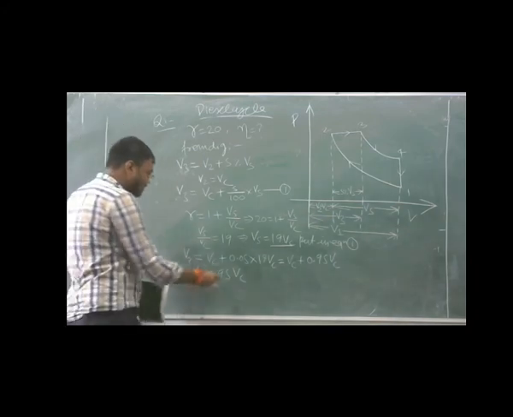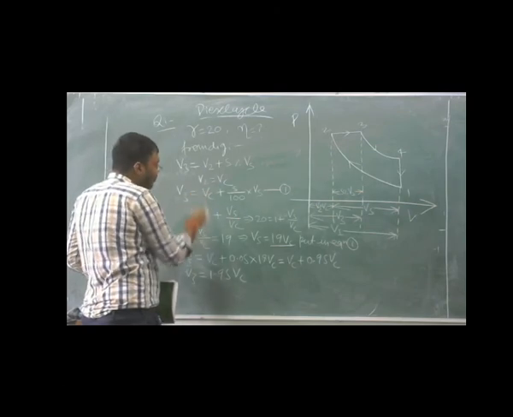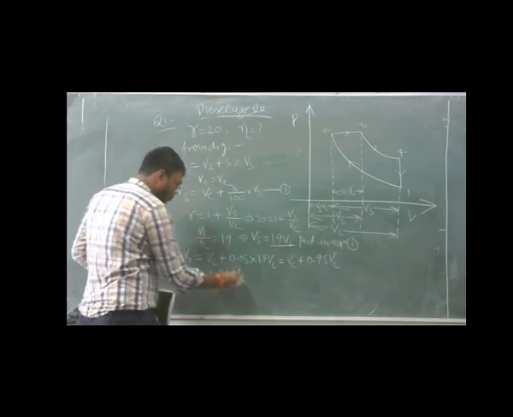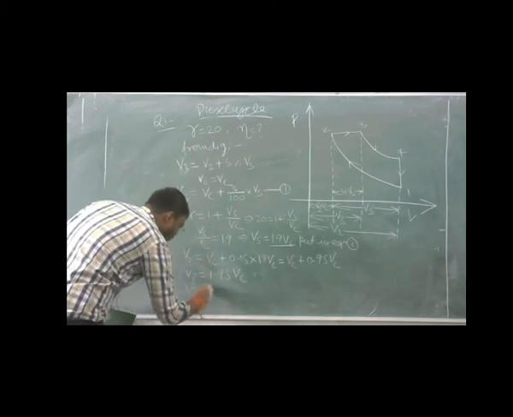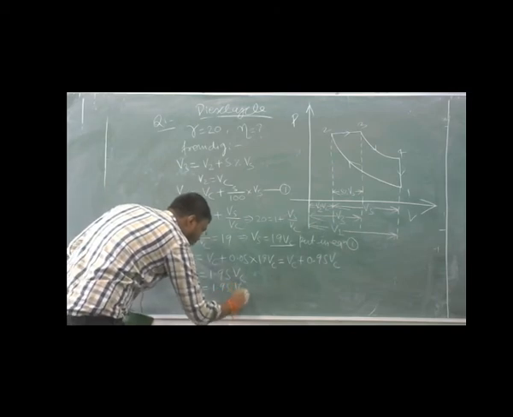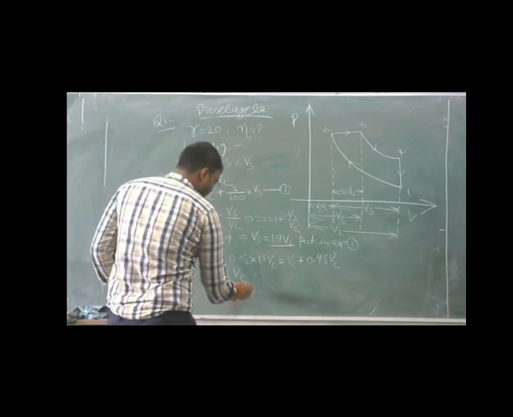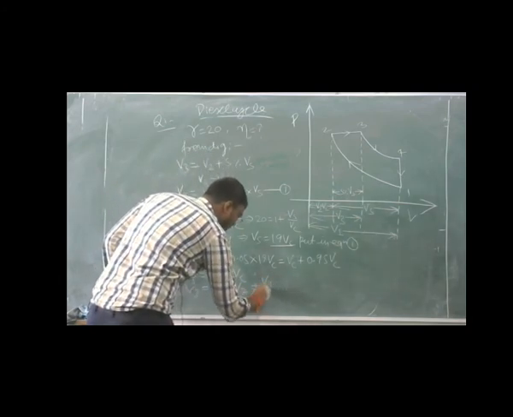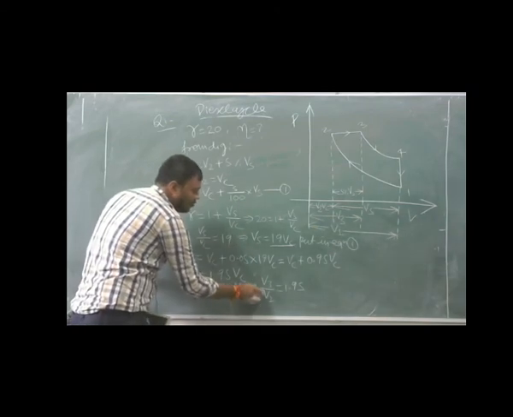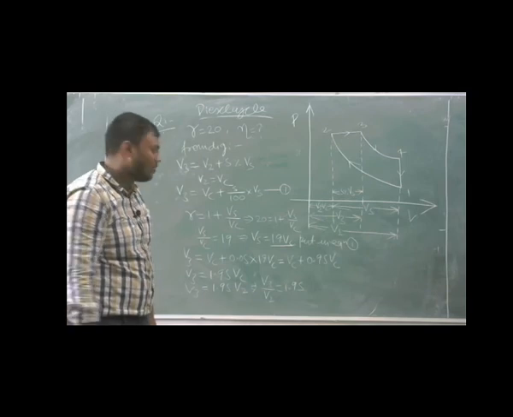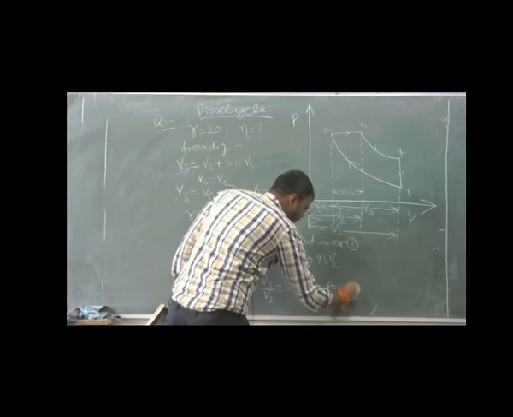And here I have said to you that Vc is nothing but V2. So replace Vc by V2. So here you can say V3 equal to 1.95 V2. Now put this V2 below V3. So you will get V3 by V2 equal to 1.95, and V3 by V2 is nothing but cutoff ratio rho. So here you get the value of cutoff ratio rho is equal to 1.95.